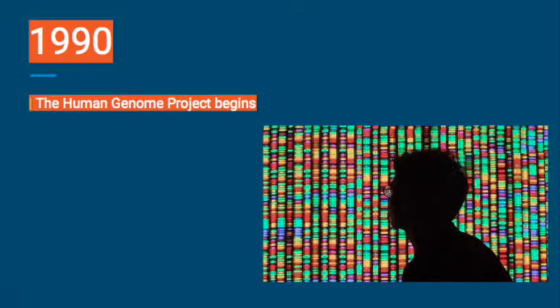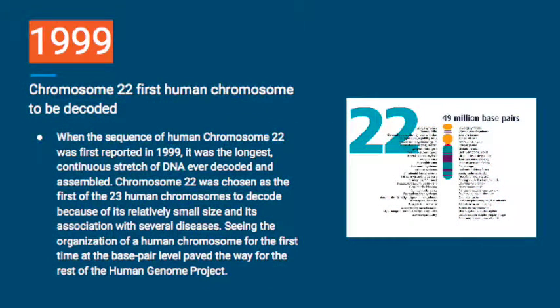The project would develop technology for analyzing DNA, map and sequence human and other genomes, including fruit flies and mice, and study related ethical, legal, and social issues. When the sequence of human chromosome 22 was first reported in 1999, it was the longest continuous stretch of DNA ever decoded and assembled. Chromosome 22 was chosen as the first of the 23 human chromosomes to decode because of its relatively small size and its association with several diseases. Seeing the organization of a human chromosome for the first time at the base pair level paved the way for the rest of the Human Genome Project.